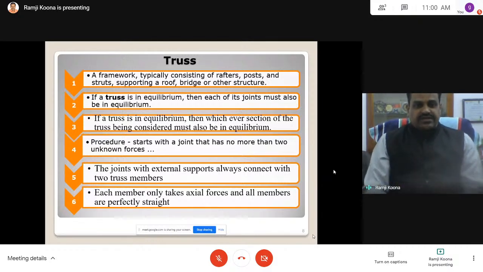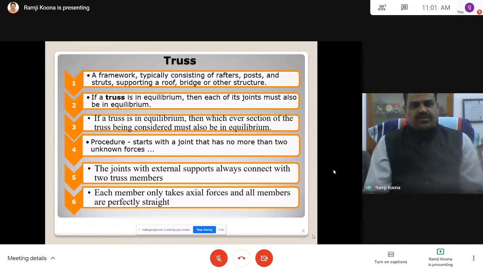the joints with external support always connect with the two truss members. Procedure starts with not more than two unknowns. That's what you have to remember. At any joint, because you have three equations, sum of the forces in x direction is 0, sum of the forces in y direction is 0, and moments at a particular point. Because all forces are intersecting at a particular point, there is no question of moments.